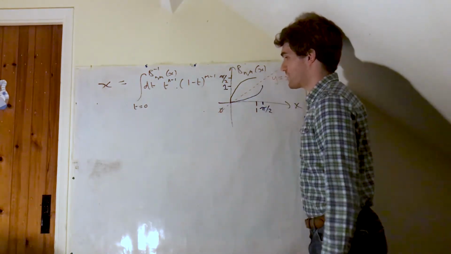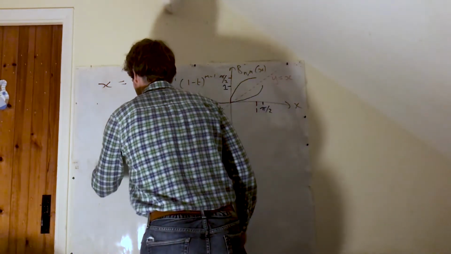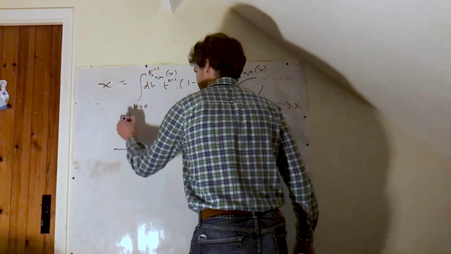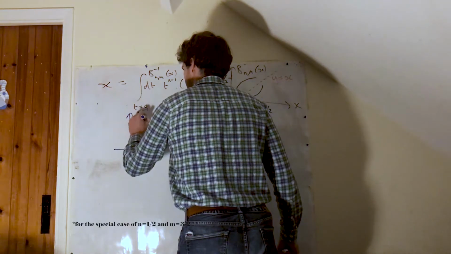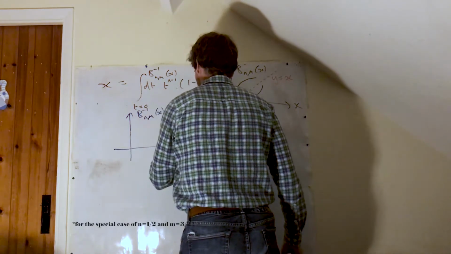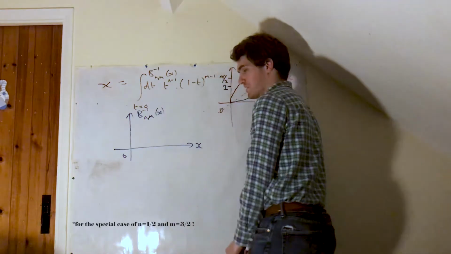Okay, so now I want to sketch the inverse incomplete beta function on its own set of axes. So therefore, the inverse incomplete beta function looks like this.